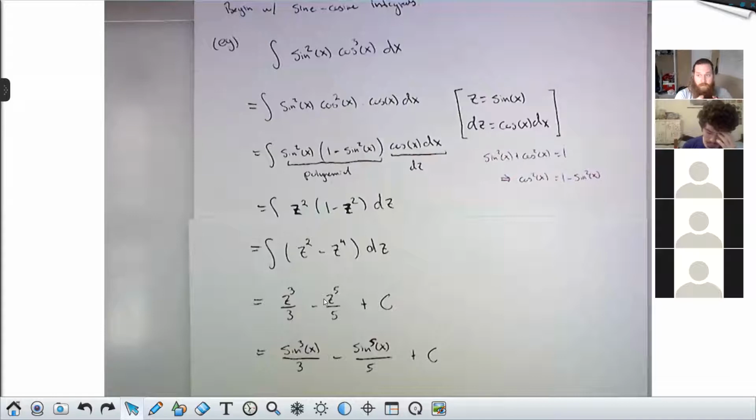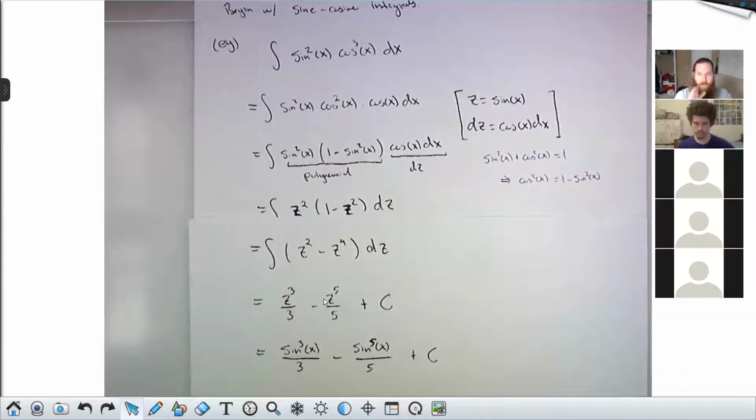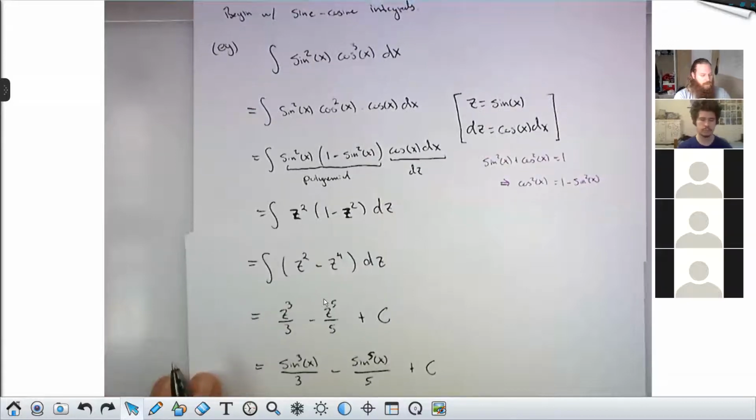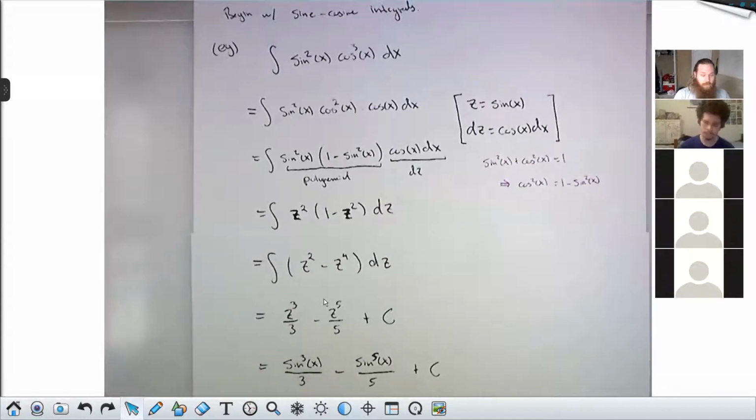There are some product to sum identities where you take a product of two trig functions and write that as a sum of other trig functions. There are some problems for which that's useful, but those are more challenging problems. We will get to those later. Any questions? Well, let me go a little further with Ethan's question there.